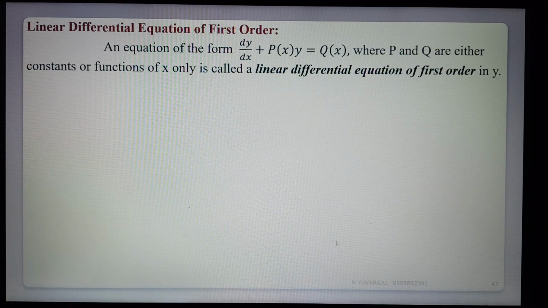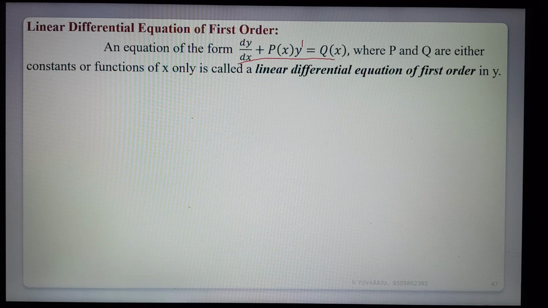An equation of the form dy by dx plus p of x into y is equal to q of x, where p and q are either constants or functions of x only, is called a linear differential equation of first order in y. So we have two types of linear equation of first order, and this is the first type, dy by dx plus py. Here y power is only 1, and that is compulsory.